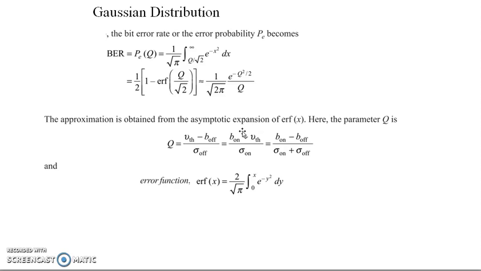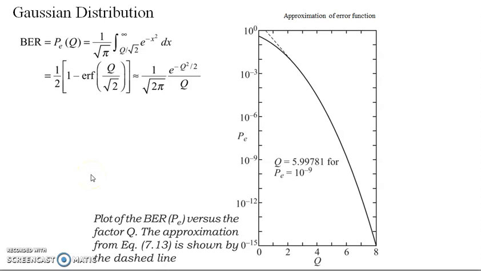So we can have B on minus B off divided by sigma off plus sigma on, and the error function in case of the variation with respect to zeros and 1, we can find this error function. Now we can see here the approximation for a given particular value of the probability of error.